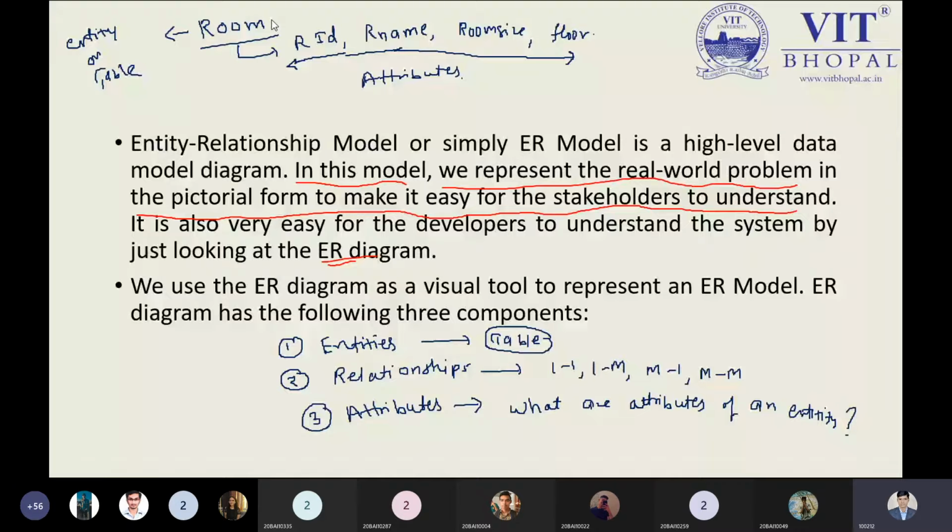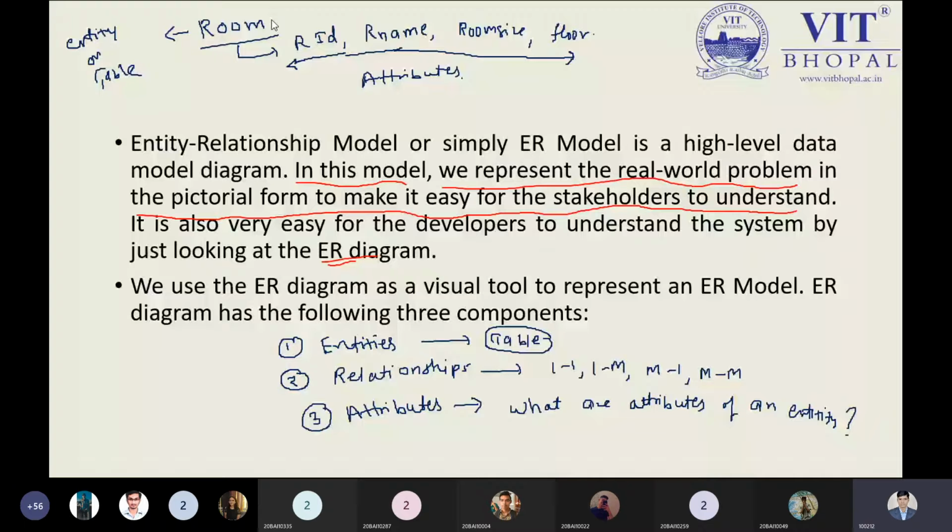So entities in a real life situation we have to understand in the form of a table. In the relational model, these entities are transformed into table form. That is the point you have to understand. Attributes would be the column names or field names of our table. And relationships would be one to one, one to many, many to one, and many to many. So what is the relationship between two different entities? That is the point you have to understand.